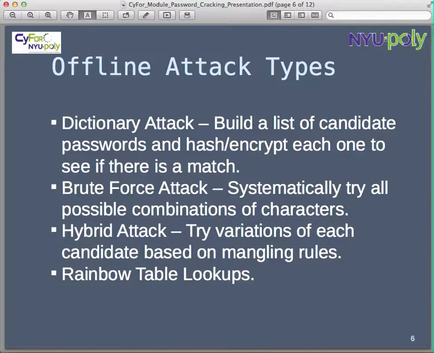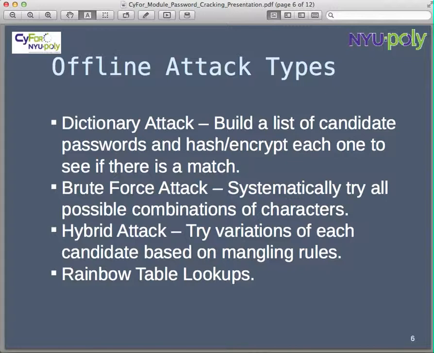The other type of attack is a brute force attack. Here you would systematically try all possible combinations. As you can imagine, this can be extremely time consuming, and also every additional character in the password exponentially increases the amount of time that is required to perform this attack.